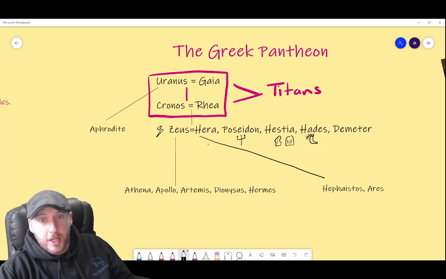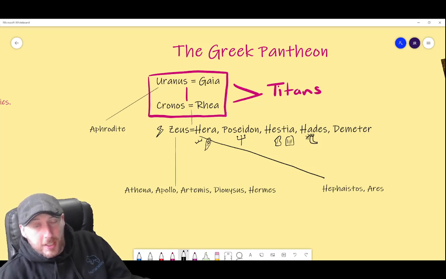Hera, on the other hand, is often shown wearing a diadem, so a little crown. And a later iconography also includes peacock feathers, the eye of Hera coming from her, so she's watching down on everyone. We then have Demeter.